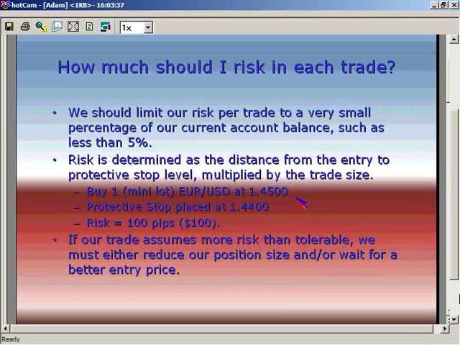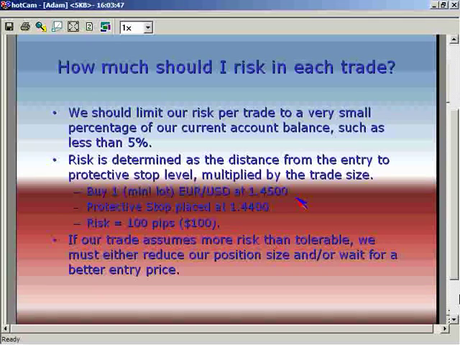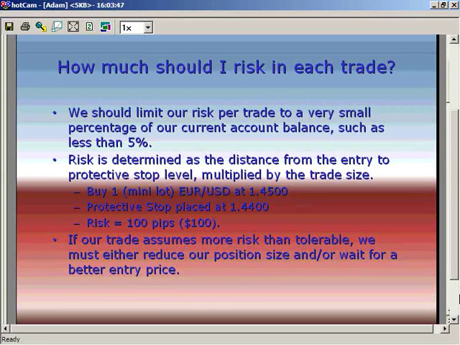Believe me, I say, hey, well, I can buy 5 standard lots here, and I'll use an 8-pip stop, and that way I won't risk more than 5%. But what's the likelihood of getting stopped out with an 8-pip stop? Pretty high. Pretty high indeed.